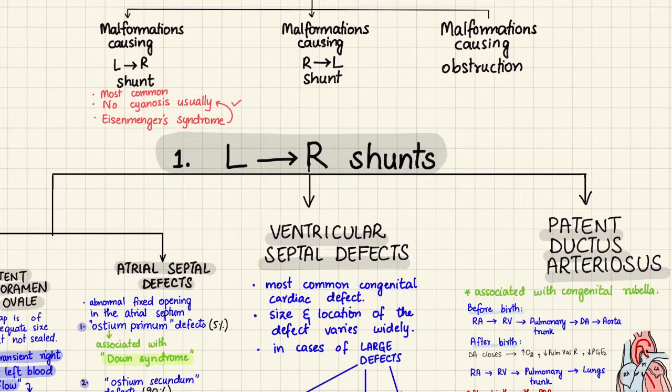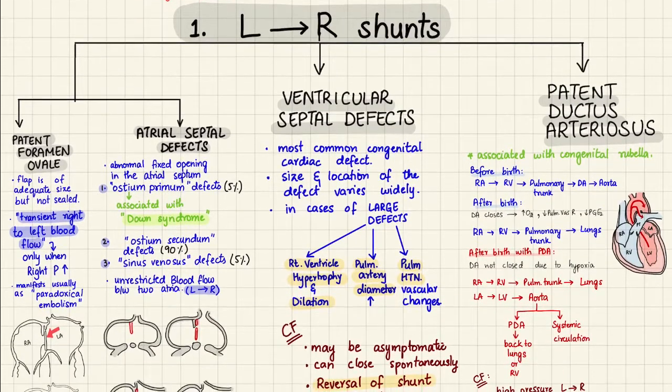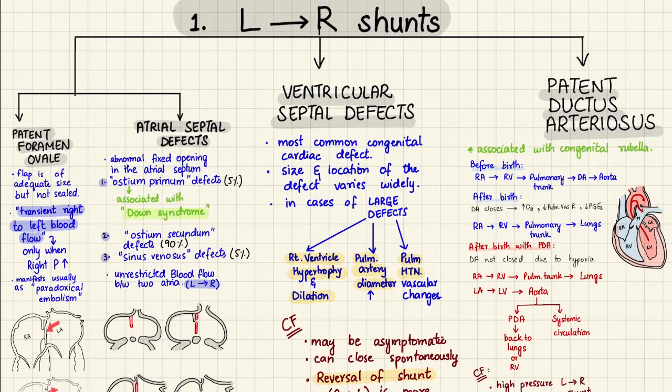Now, one thing to remember about them is that they're the most common congenital heart disorders. They do not usually cause cyanosis, but their main complication is going to be Eisenmenger syndrome. This is actually a reversal of shunt when the left to right shunt is then over time converted into a right to left shunt. So let's talk about this first. Now don't get scared of this slide, it is very busy, I know, but we're going to get through it.